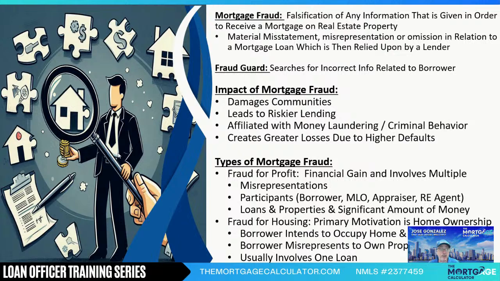What are the types of mortgage fraud, right? The two types of mortgage fraud, the two categories, the first one is fraud for profit. That is where there is financial gain from the fraud, and it involves multiple misrepresentations, right? And it could also involve multiple participants, like a borrower, an MLO, appraiser, real estate agent. And it could also involve multiple loans and properties, resulting in a significant amount of money being involved. Fraud for profit is usually a professional fraud, let's call it that, right? Where everybody's colluding to do the fraud.